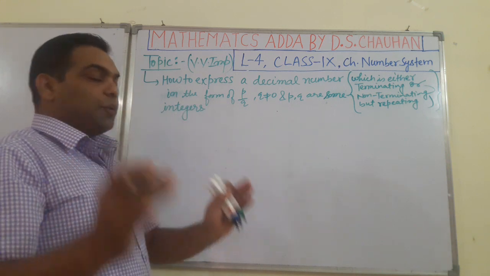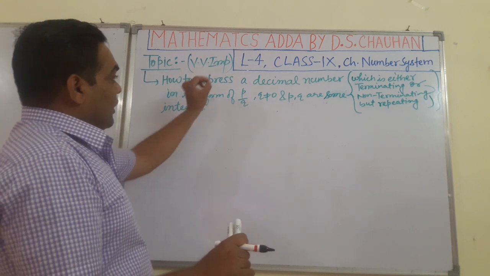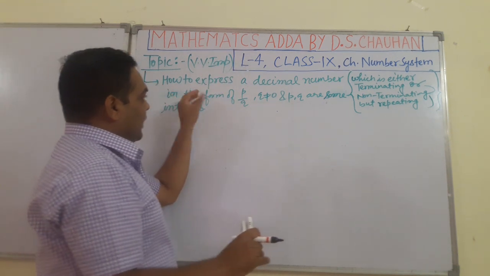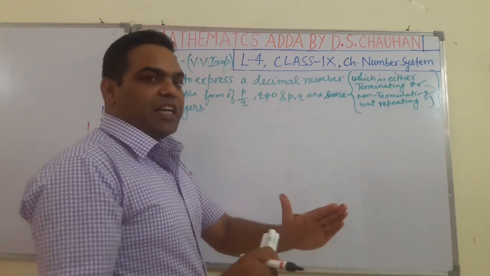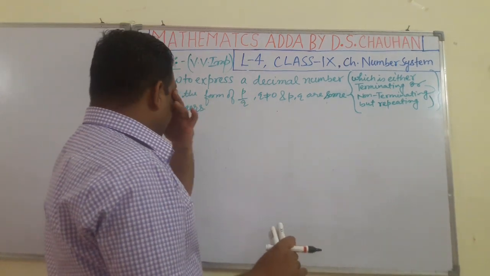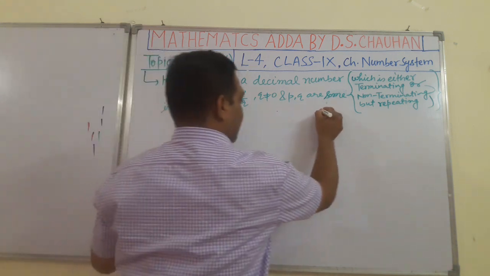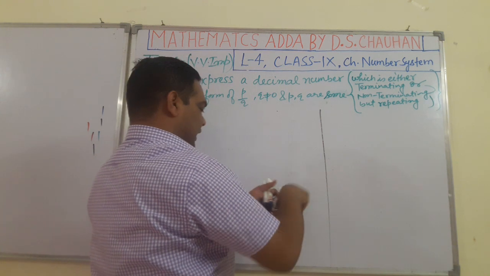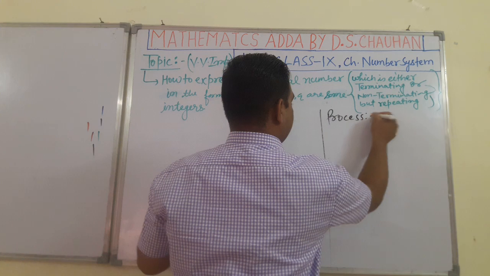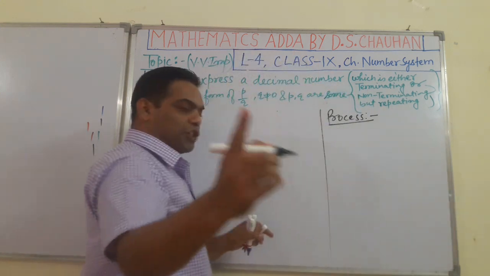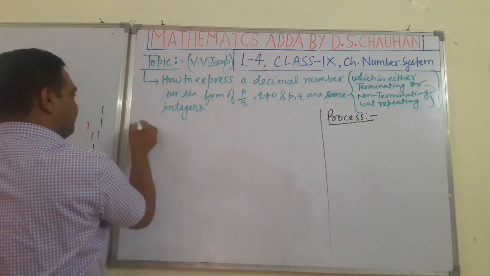Students, see what is the process to convert a decimal number in the form of p by q. Try to understand clearly. One by one I am going to explain. See students, the process is here in front of you. With the help of questions you try to understand. Okay students, the question is here.